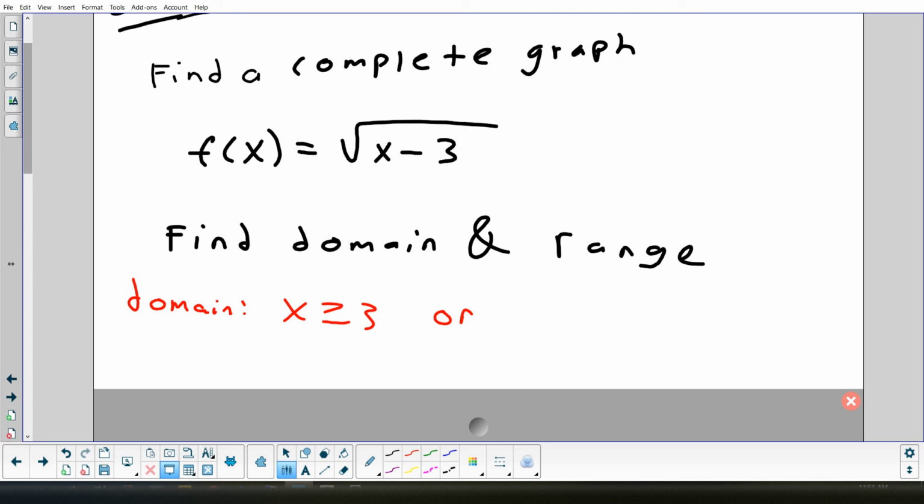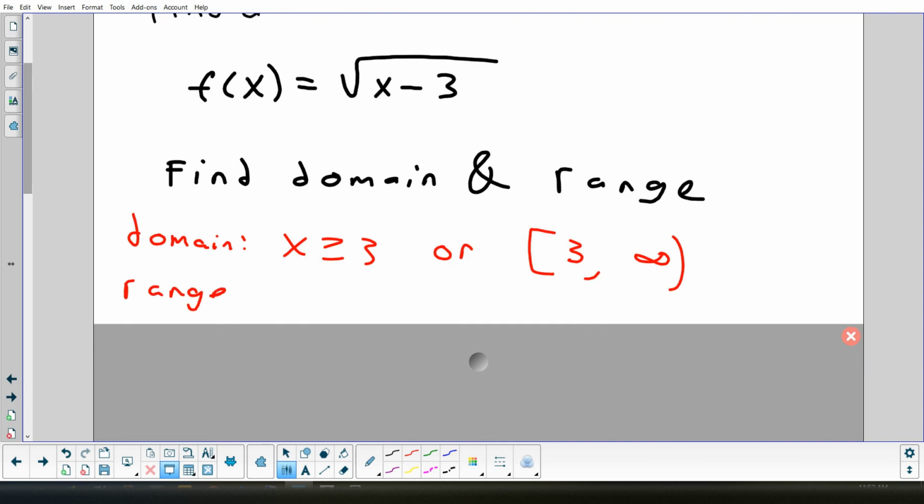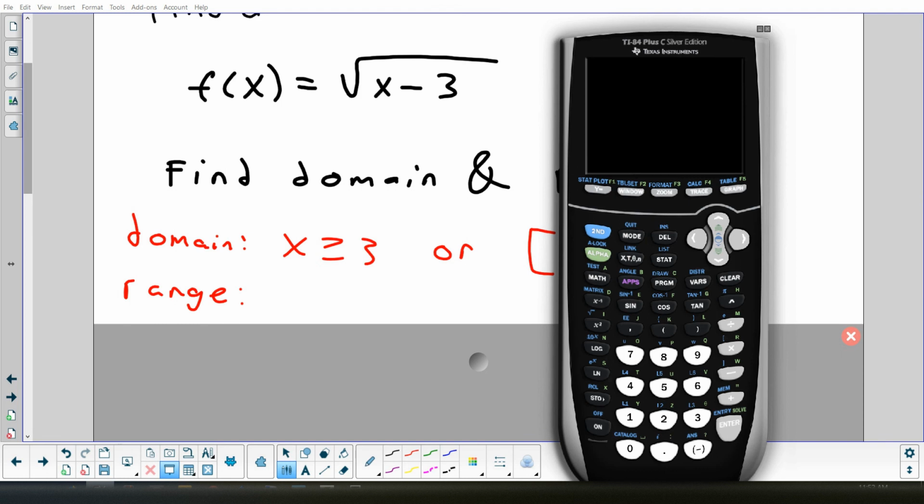The other way you can write the domain is like this. From 3, with a bracket, it means to include, up to infinity, parenthesis. Put a parenthesis on infinity because you can never reach infinity. So I can't include it because I can't ever get to it. So this means 3, including 3, to infinity. Now if I put a parenthesis on the 3, that would be like doing this, greater than 3. But the bracket means you can include it.